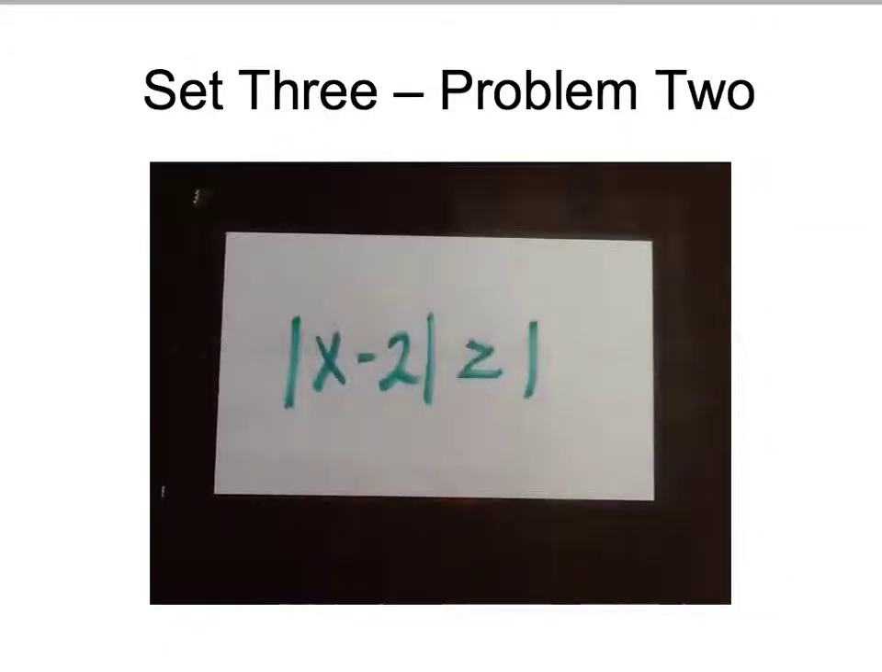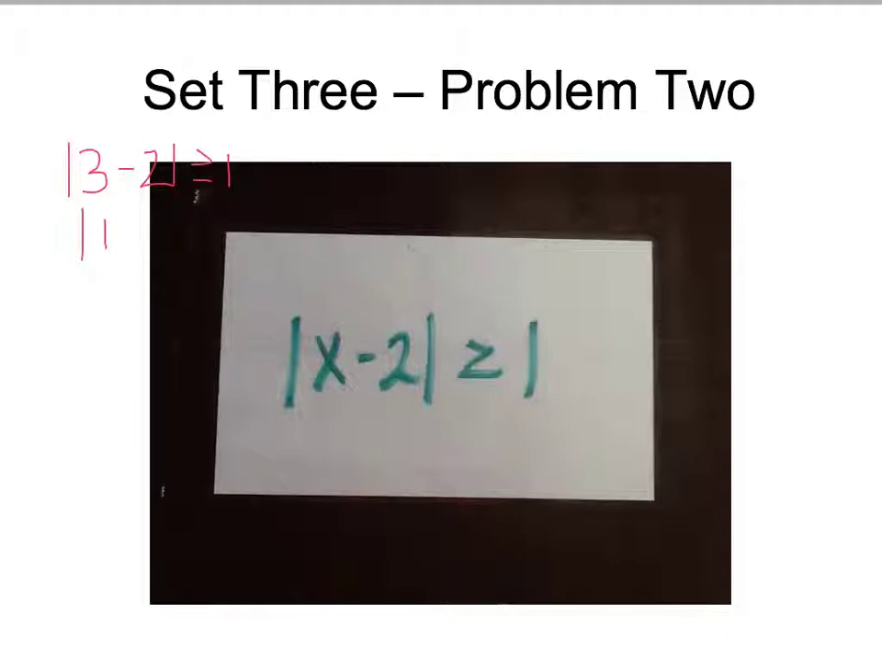All right. Second problem, a little bit more difficult. We have to find values for x such that when I take away 2 and then take the absolute value of that, I get numbers that are bigger than or equal to 1. So let's plug in a value for x. Let's say 3. So the absolute value of 3 minus 2 is greater than or equal to 1.